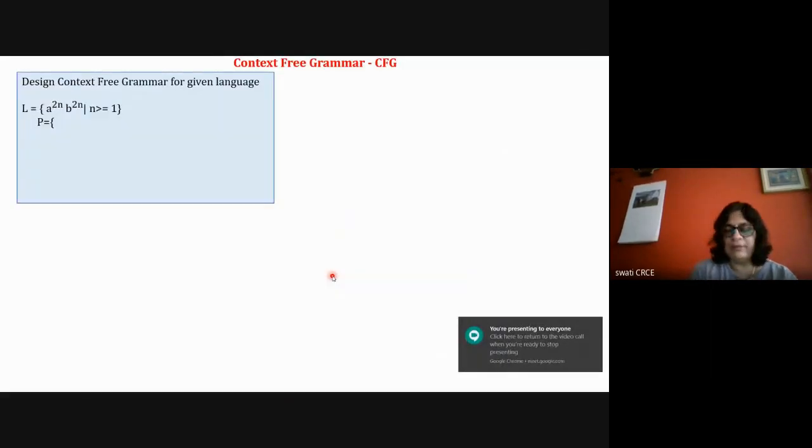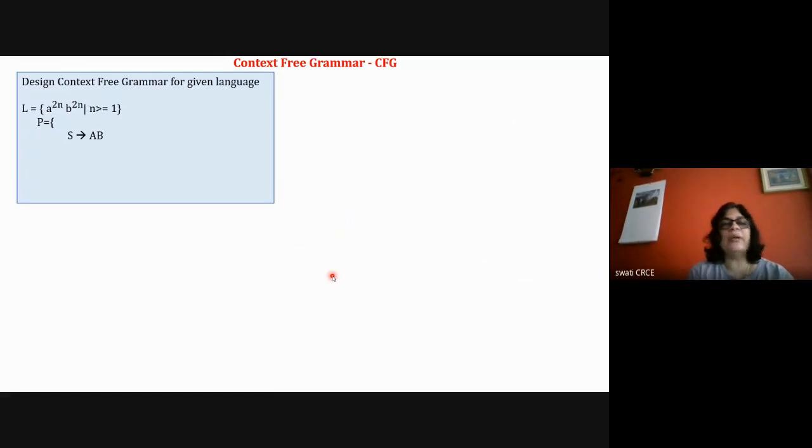Okay, so it will be S is equal to AB. I'm going to use capital A for two A's and capital B for two B's, and A is equal to double A for any number of times. Instead of a single A, you just have to use two B's. So it's just a little variation of the A raised to n B raised to n problem.